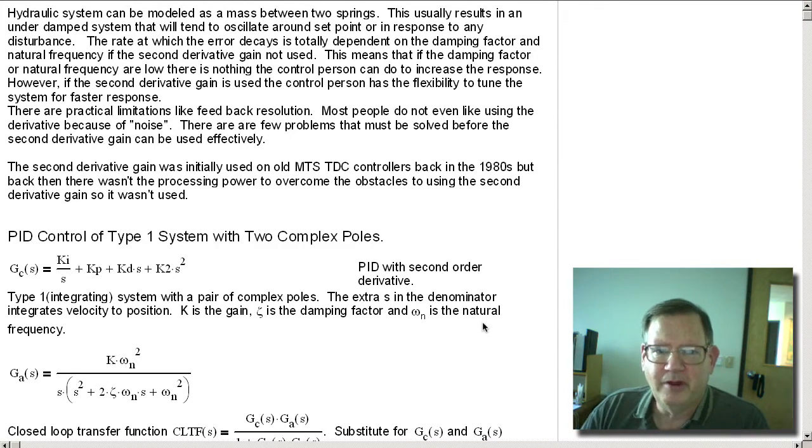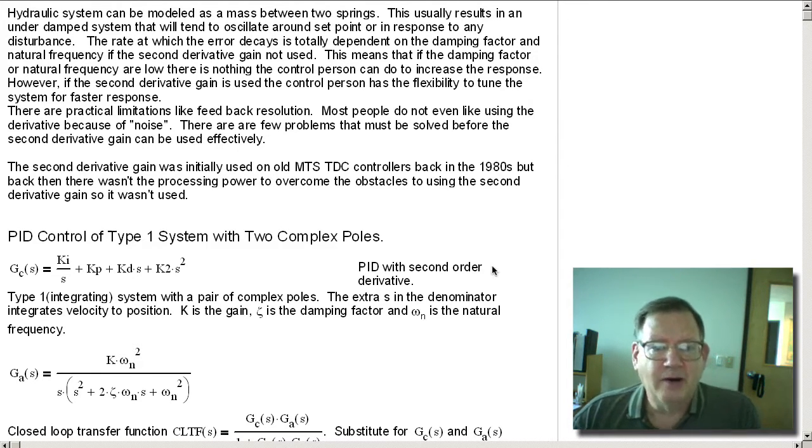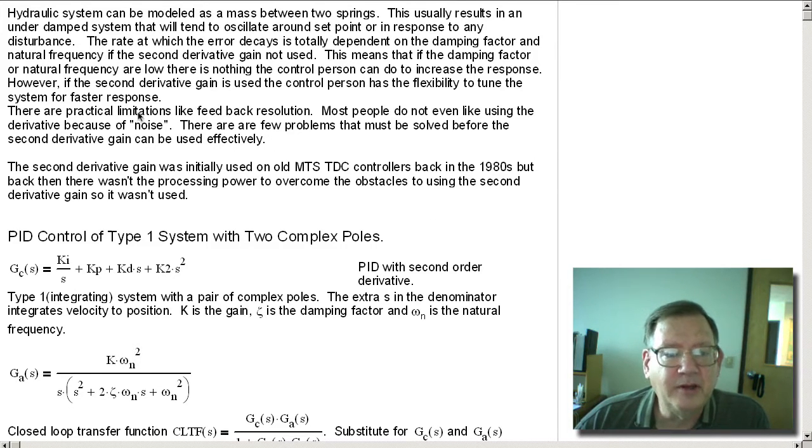just not possible. And this is going to be the proof that shows that using the second derivative gain can help the control engineer get out of a bad situation where the natural frequency and damping factor are low and still get good performance. So I'm going to start out. There's some practical limitations to this.